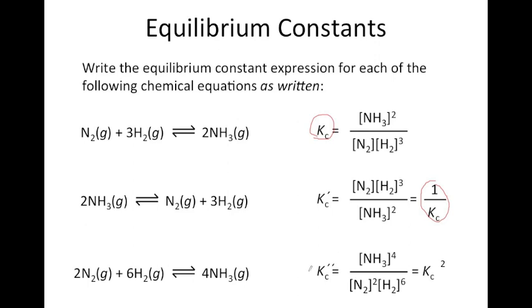For the third reaction, we have doubled all the coefficients when compared to the first. So the Kc value for the third one would be the Kc of the first reaction squared. So when you double the coefficients in a reaction, the Kc value is the square of the Kc of the reaction where you didn't double the coefficients. So it's important to appreciate the relationship between Kc values if you reverse a reaction or if you double the coefficients.